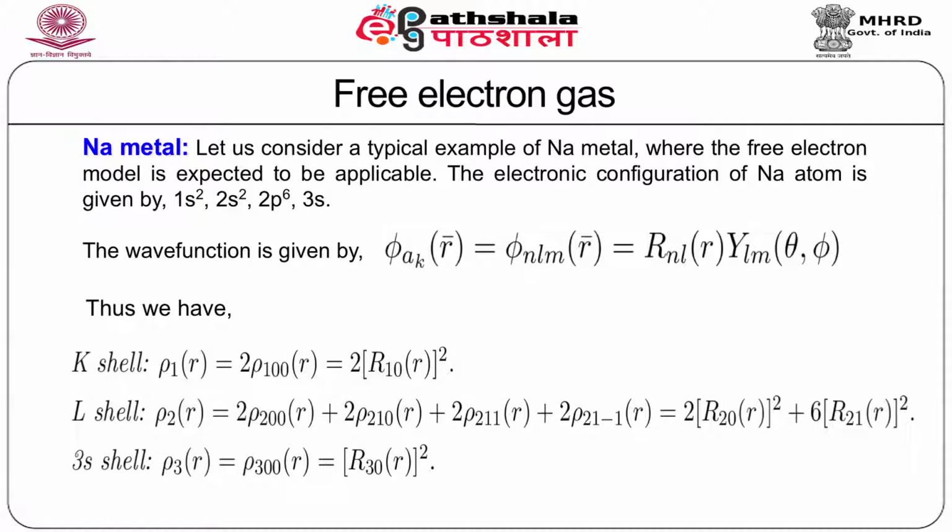Moving to the last shell, that's the 3s shell, rho_3 is then given by rho_300, which is n equal to 3, l equal to 0, and m equal to 0. This is basically the contribution from 1 electron in the 3s shell, and this is given by R30 square. This is just the contribution of the s because the p's are all empty.